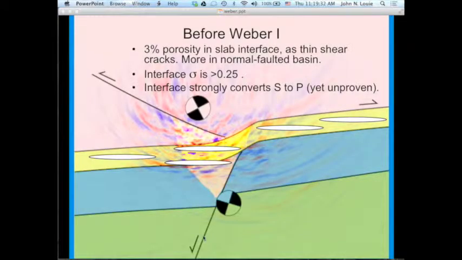Okay, so here's my hypothesis. Before Weber 1, we have thin cracks in this slab interface, including in the wedge of bulldozed sediment.